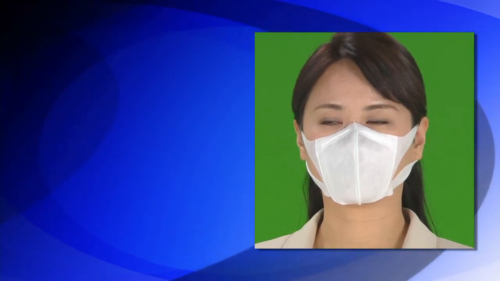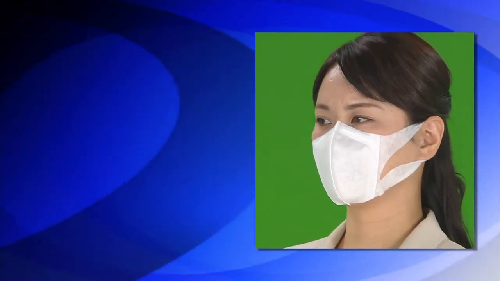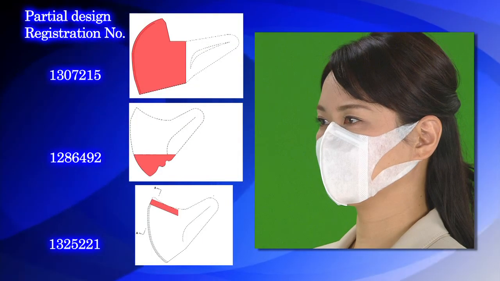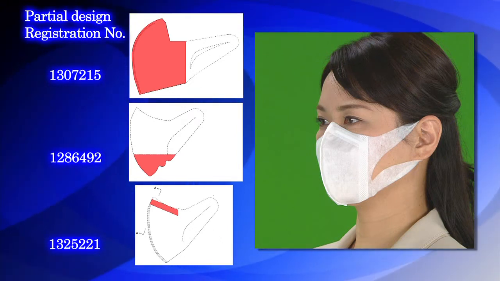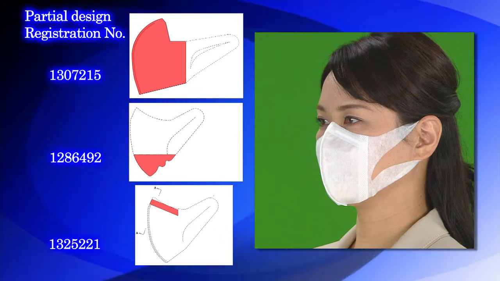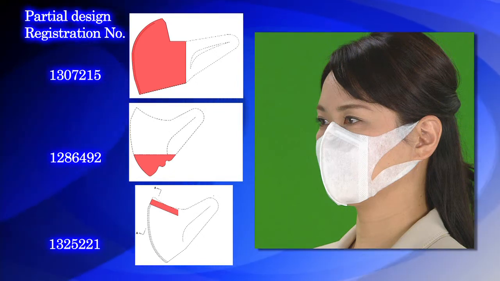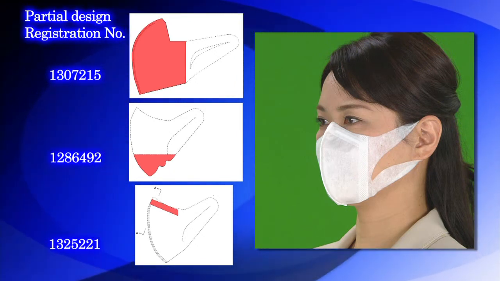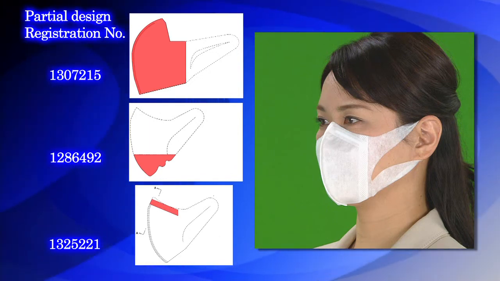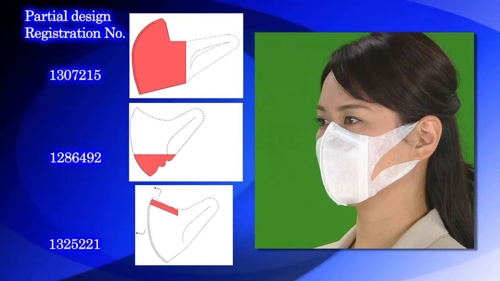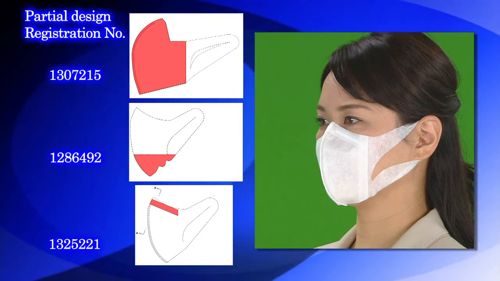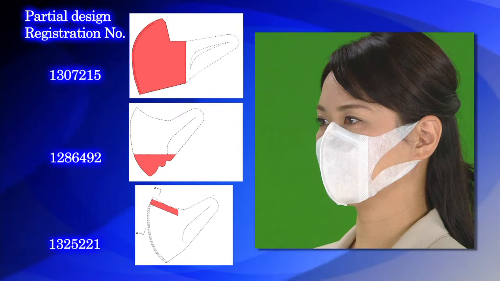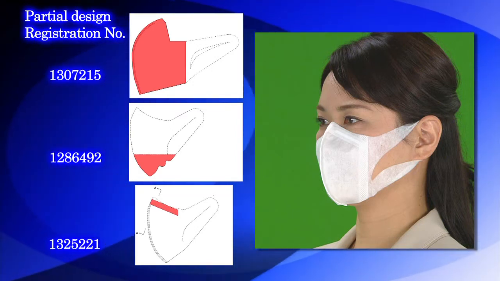For example, Cho Ritai mask, three-dimensional non-woven fabric masks, shown here, are health-related products produced under thorough quality control. Efforts are being made to counter low-quality imitations that could cause health damage to consumers by registering the masks for design registration, including partial design rights. Detailed parts of the masks, such as the sections over the nose and around the ears, are protected by partial design rights.